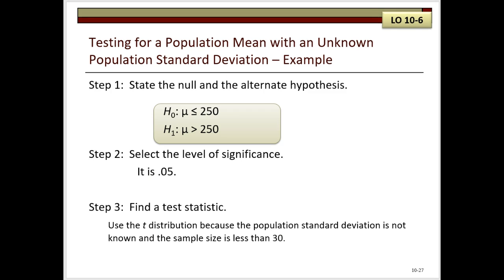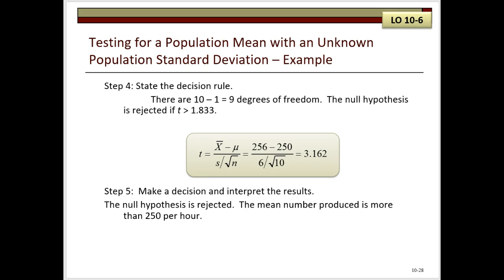So the keywords in this problem are, can Neary conclude that the new machine is faster? The word faster translates to mu greater than 250. This calls for a right-tailed test. Since the population standard deviation is not known, we select the t-distribution as the test statistic. The significance level was given at 0.05. Since there were 10 observations in the sample, the degrees of freedom is 9. Using the t-distribution table, looking up degrees of freedom of 9 and a significance level of 0.05 for a one-tailed test, we obtain a critical t-value of positive 1.833.